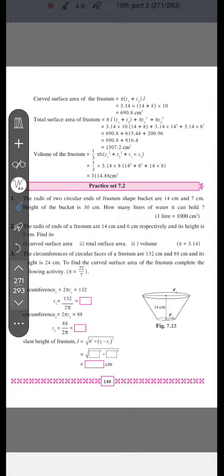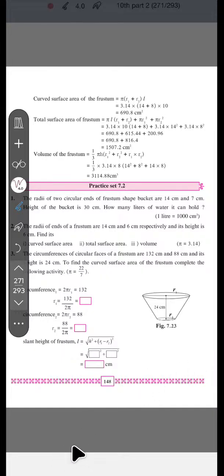Okay, question number 2. Practice set 7.2, and here is the second question.